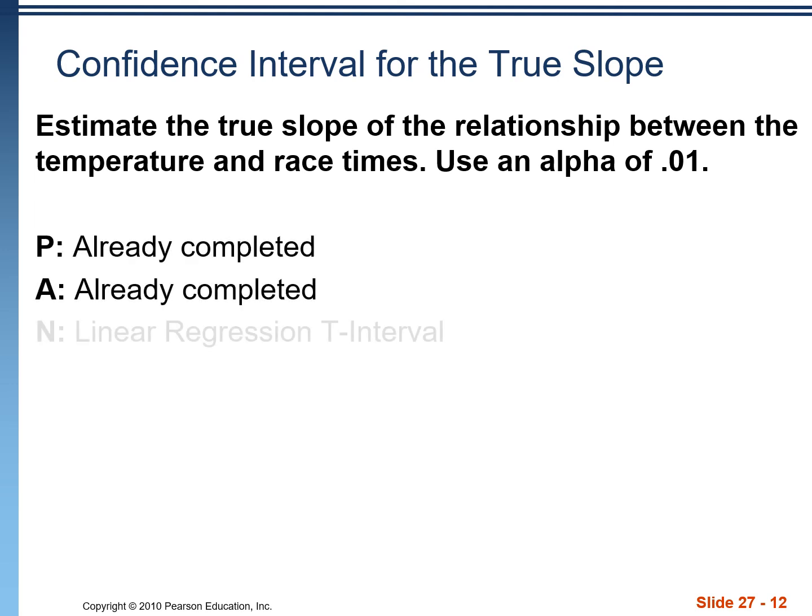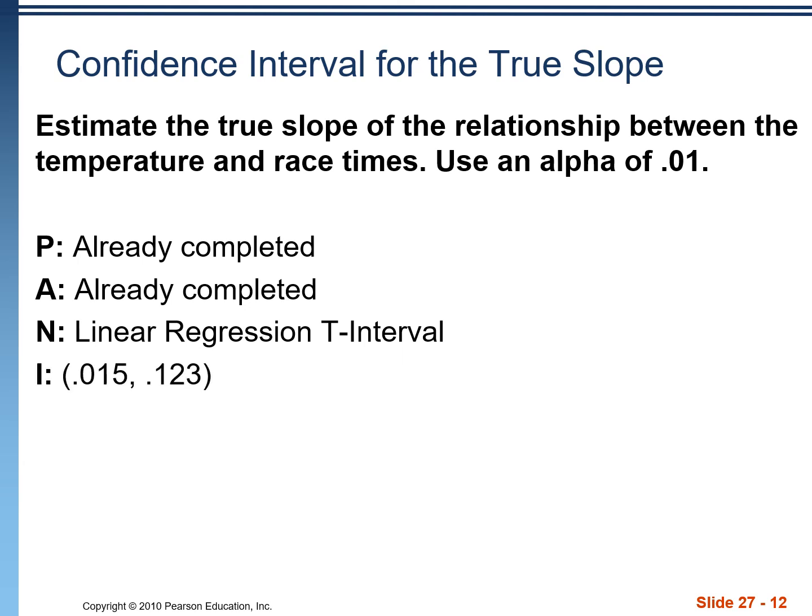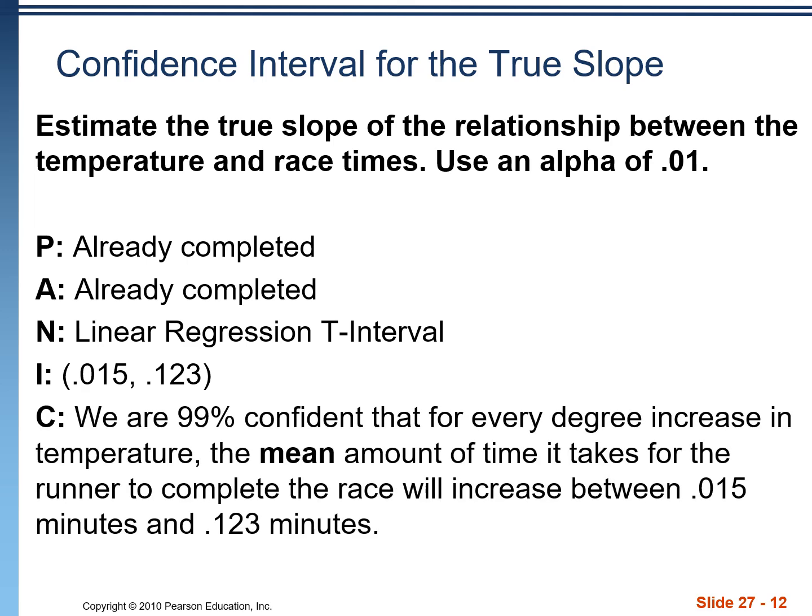P and A we already checked. N, this is a linear regression t-interval. We just run the interval. We get 0.015 to 0.123. And when we write this, we write it kind of like we did when we were interpreting the slope back in Unit 2. So we say something along the lines of, we are 99% confident that for every degree increase in temperature, the mean amount of time it takes for the runner to complete the race will increase between 0.015 minutes and 0.123 minutes. It's an increase because they're both positive. If either were negative, that would indicate it was a decrease.